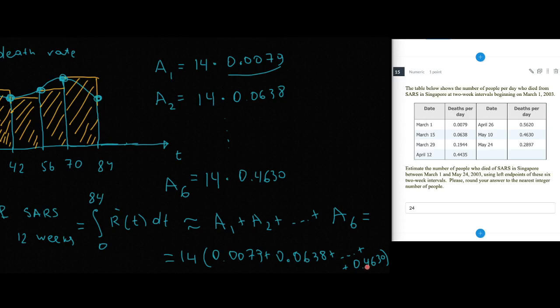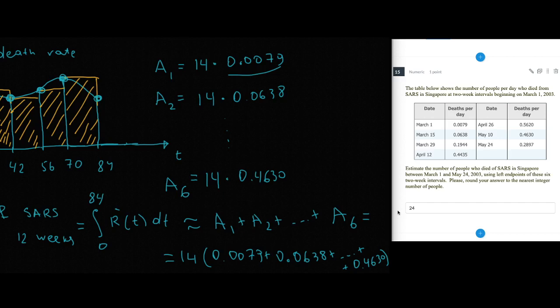The May 24th reading is not included because that's the right endpoint of the last interval and we are using left endpoints. Plug this into a calculator, get the result and round to the nearest integer, and you should get 24. And that is the approximate number of people who died from SARS in Singapore during these 6 2-week intervals.